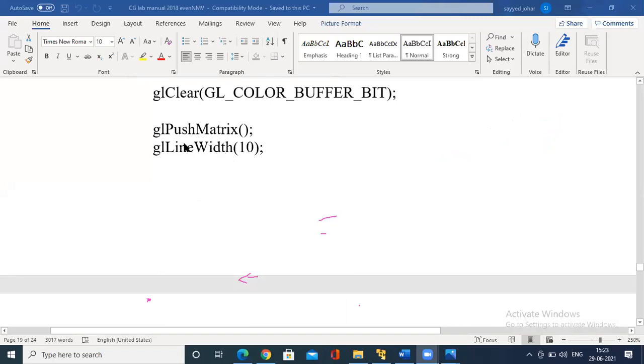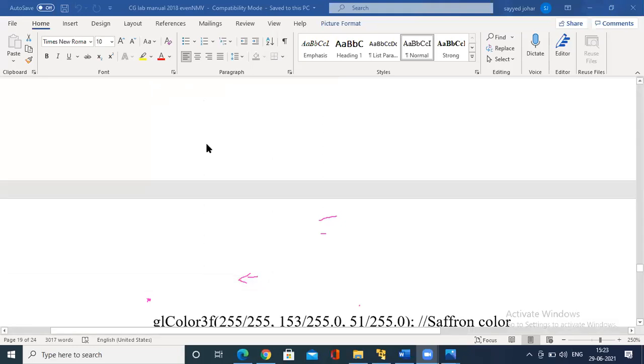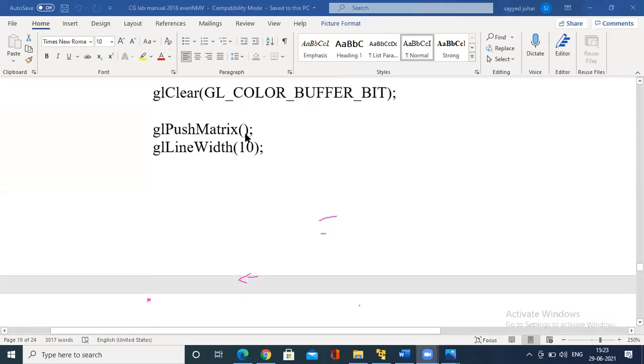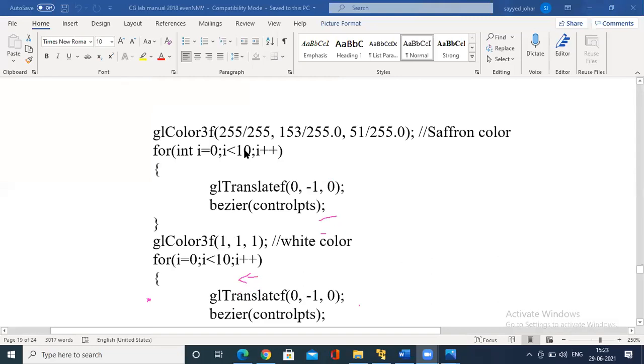Now coming to the push matrix, between push and pop matrix you have to write code for 3 different colors: saffron, white, and green. Do push matrix with a line width of 10. With the line width of 10, you will take a saffron color. All of you just concentrate. You will take a saffron color. I hope all of you have understood.